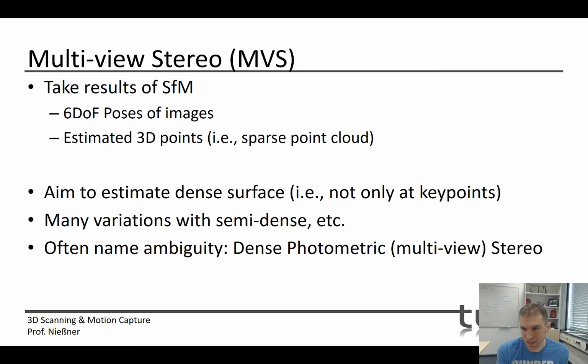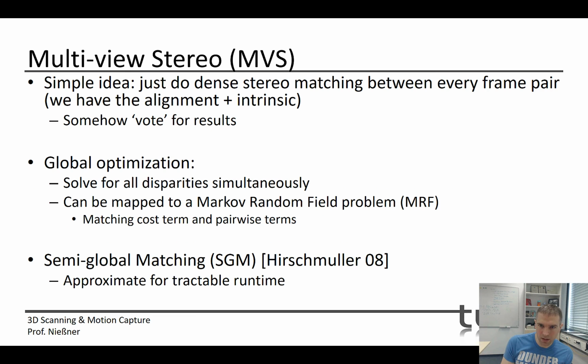But in this lecture, and generally I think in our community, when people talk about multi-view stereo, they mean a dense point cloud reconstruction that takes as input the sparse SFM reconstruction. So how does it work? Well, in practice, it's a very simple idea. You just do dense stereo matching between every frame pair, right? We can do that now.